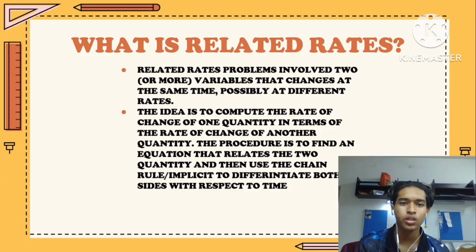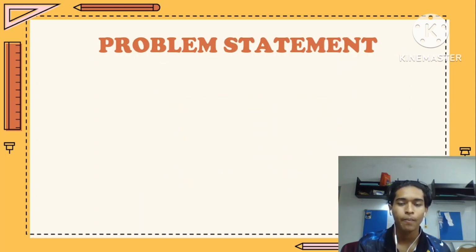Related rates problems involve two or more variables that change at the same time, possibly at different rates. The idea is to compute the rate of change of one quantity in terms of the rate of change of another quantity. The procedure is to find an equation that relates the two quantities and then use the chain rule or implicit differentiation to differentiate both sides with respect to time.